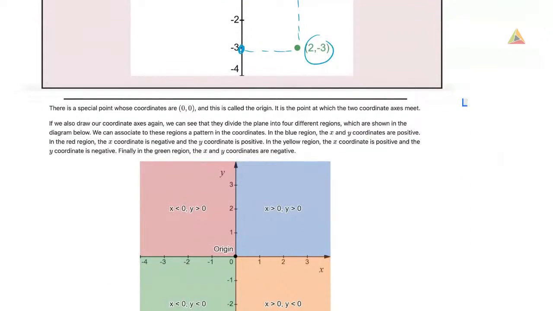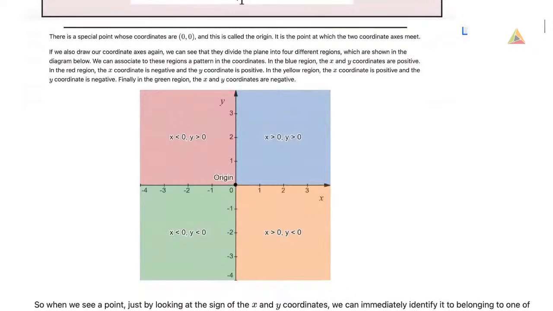So there is a special point whose coordinates are 0, 0. Okay, so you can see on this diagram here, this is the point 0, 0, and this is called the origin. That's a really important term, and that's going to come up again and again, so it's important that you know what that is. It is at this point at which the two coordinate axes meet. So what that means is that the x-axis meets the y-axis at that point, because this is x, this is y, and they meet at that point there.